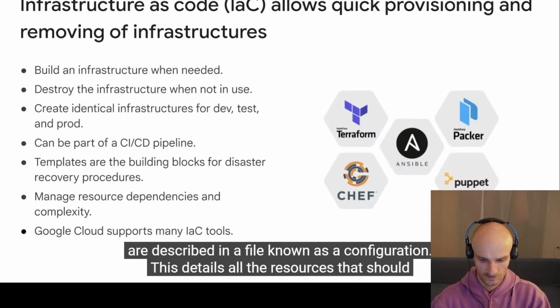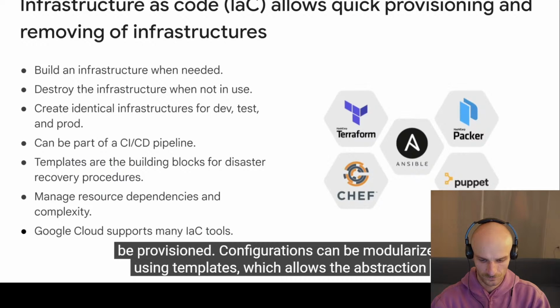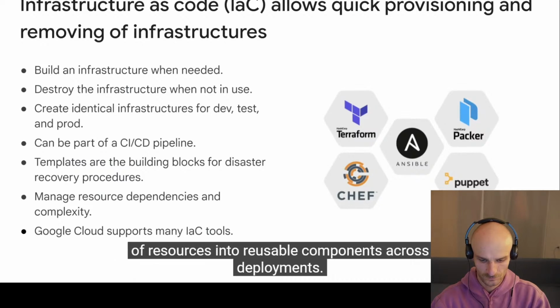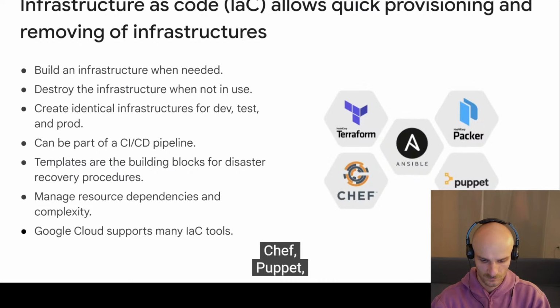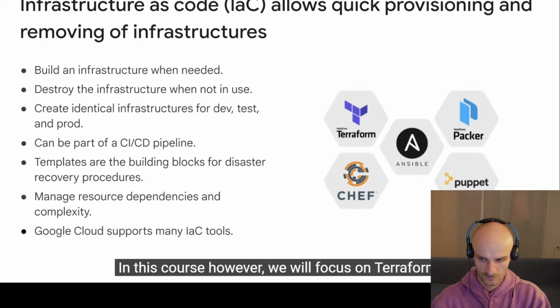This details all the resources that should be provisioned. Configurations can be modularized using templates, which allows for the abstraction of resources into reusable components across deployments. In addition to Terraform, Google Cloud also provides support for other IAC tools, including Chef, Puppet, Ansible, and Packer. In this course, however, we will focus on Terraform.